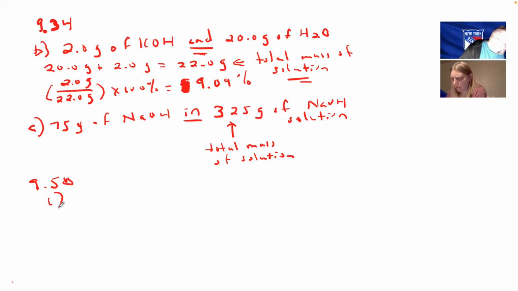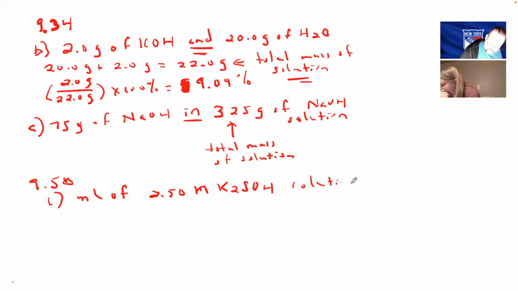So we have, for each of the following solutions, calculate the milliliters, so mL, of 2.50 molar potassium sulfate solution to obtain 1.20 moles of K2SO4.